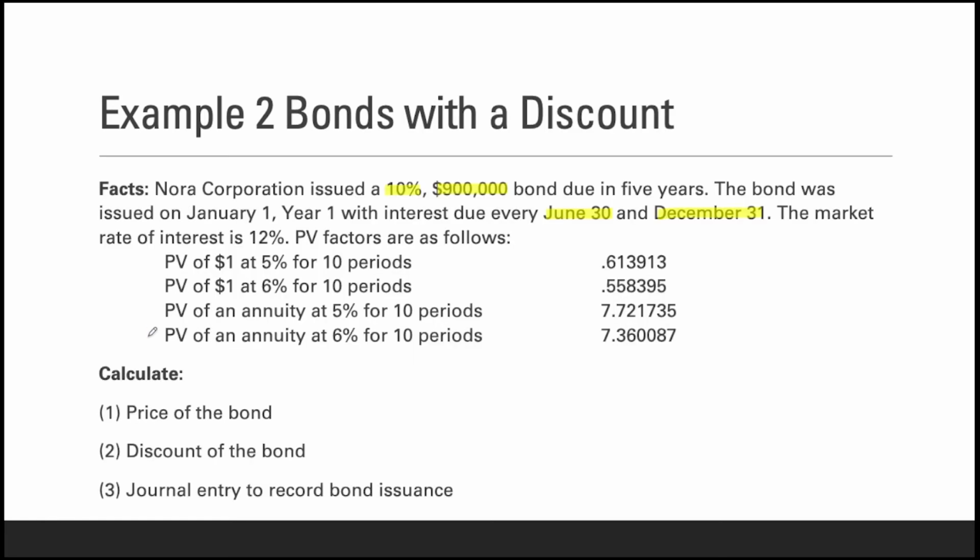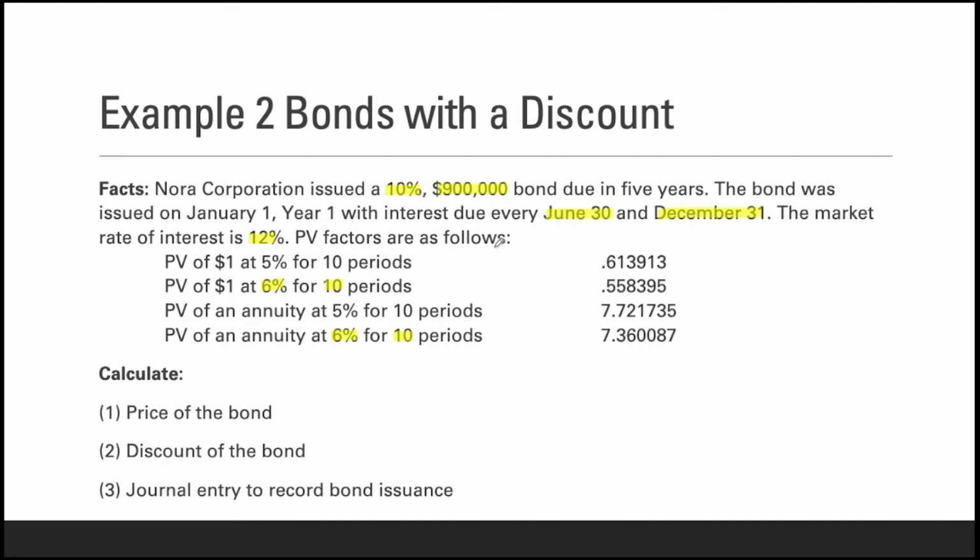Next, we want to calculate the present value factors for the interest payment as well as the face value to determine the price of said bond. And with this, we know we're using the market rate of interest. However, keep in mind interest is paid twice during the year. So we take our market rate of interest at 12% and divide that by 2. So we know right off the bat we're using the 6% present value factors. And the bond is due in 5 years, so multiply that by 2 for 10 periods, and we know we're using the correct ones here.